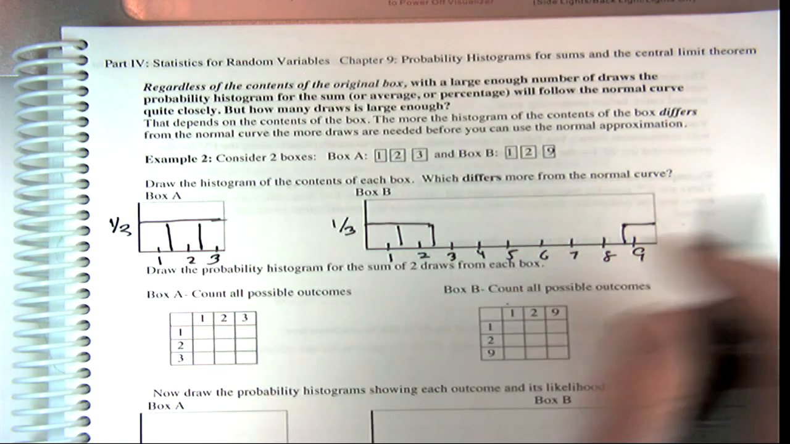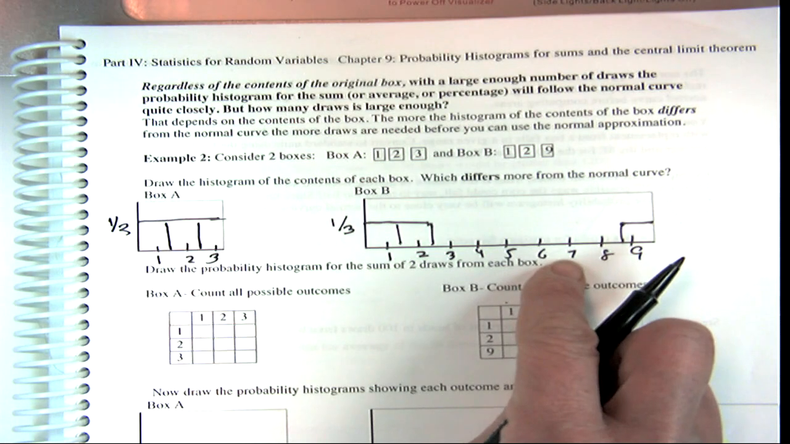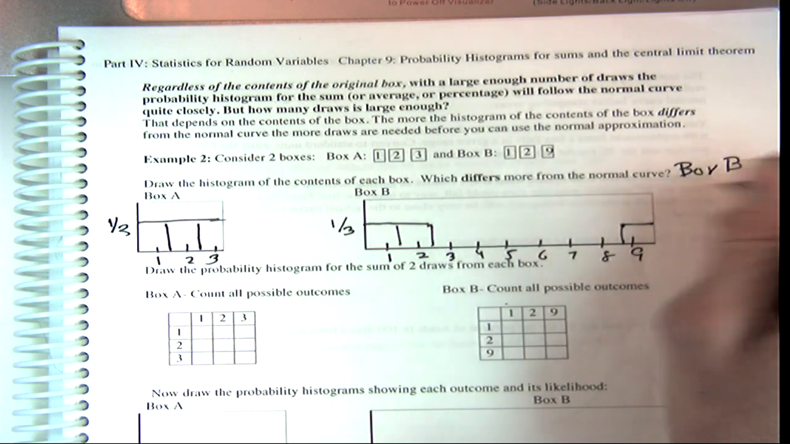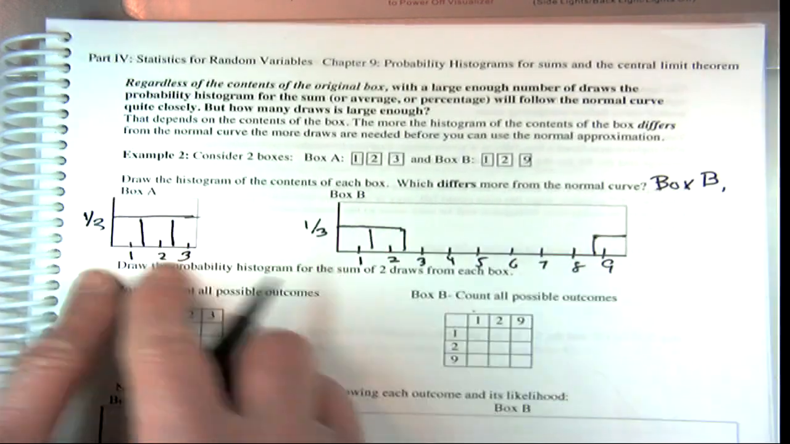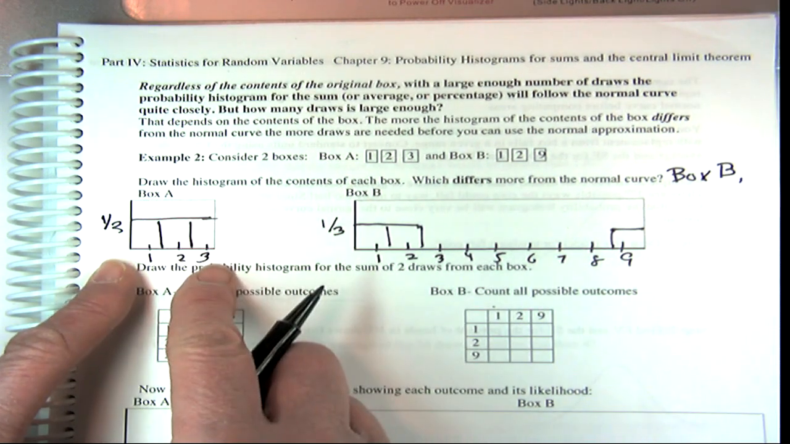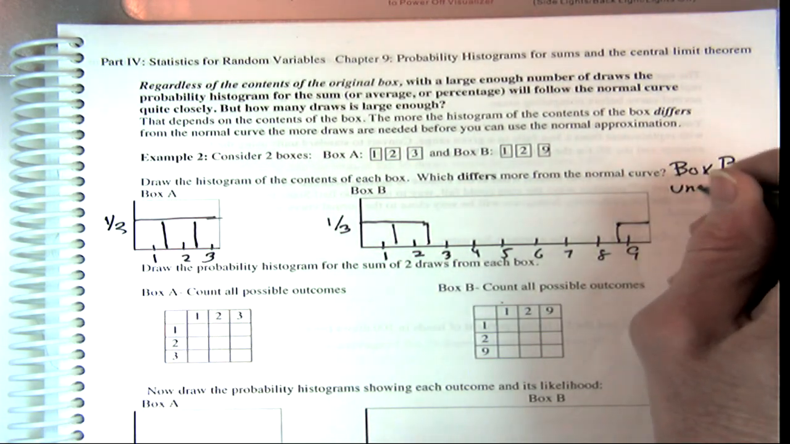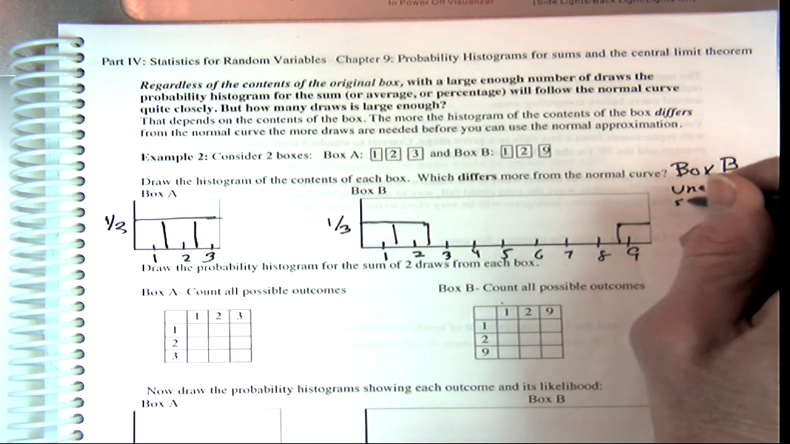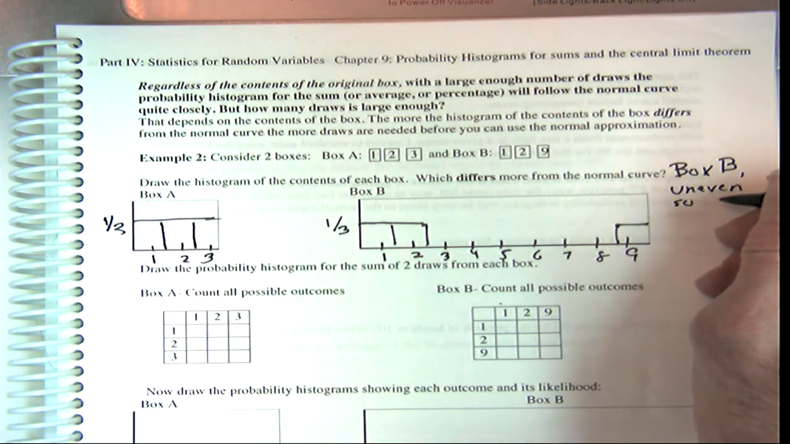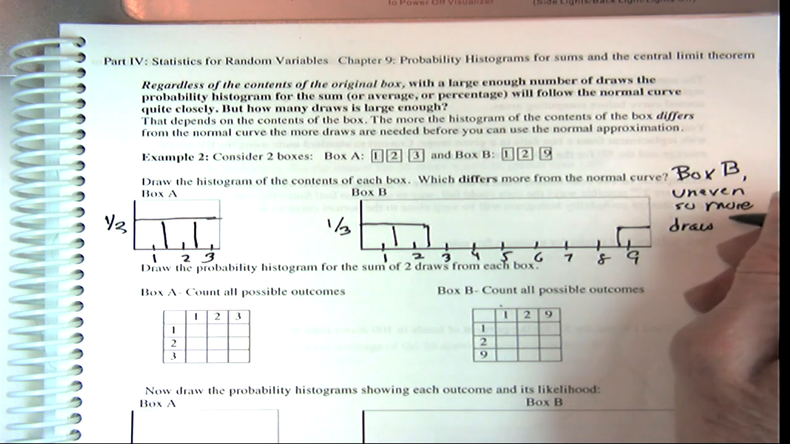So what's the question? Which differs more from the normal curve? This one differs more from the normal curve. Box B. Why? Because it's so uneven. This is a uniform distribution. It's uniform all the way across, so it looks closer to the normal curve. The normal curve doesn't have a huge gap like that. So it's so uneven, it will need more draws, the sum of more draws, or the average of more draws. So more draws are needed before it reaches normality, before the curve looks normal.